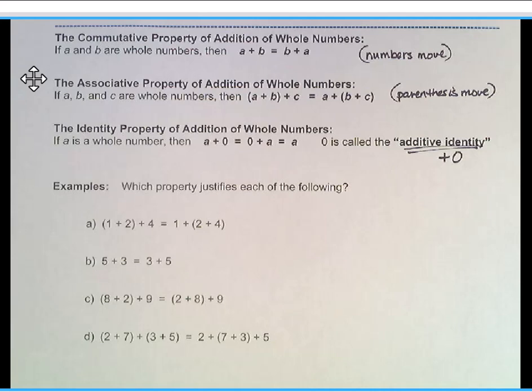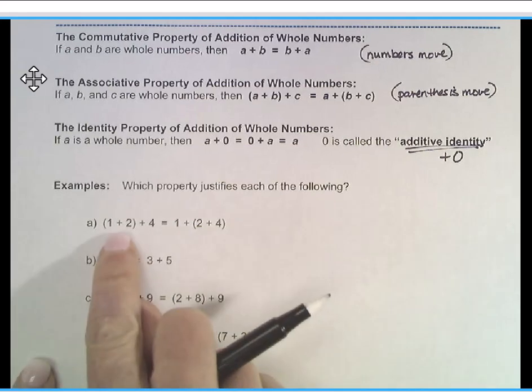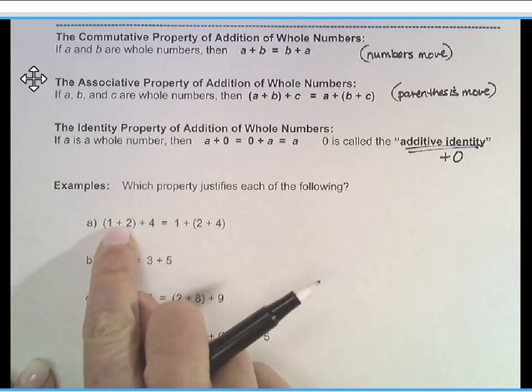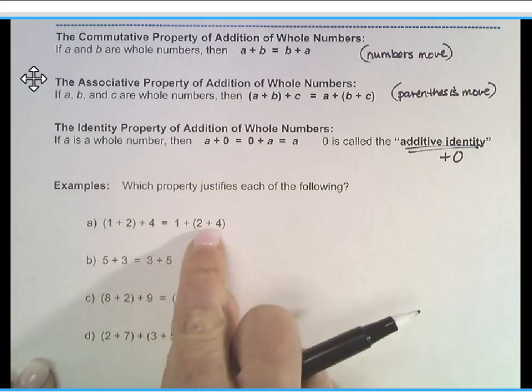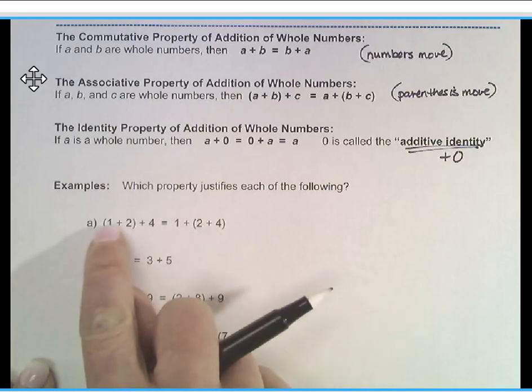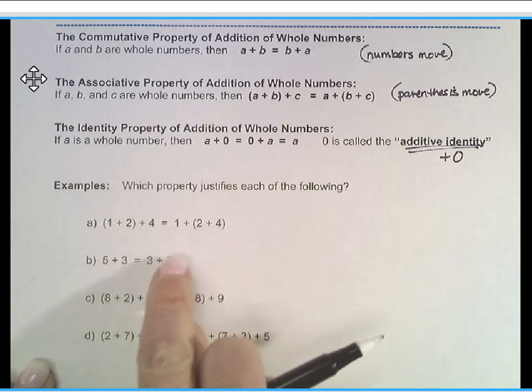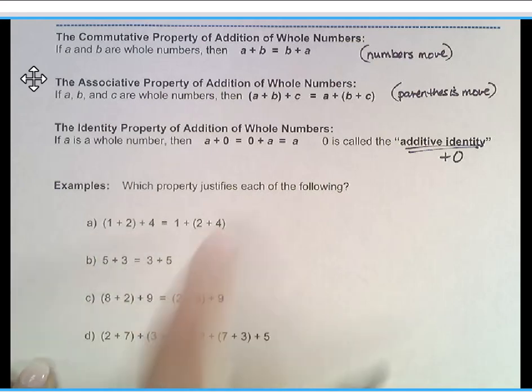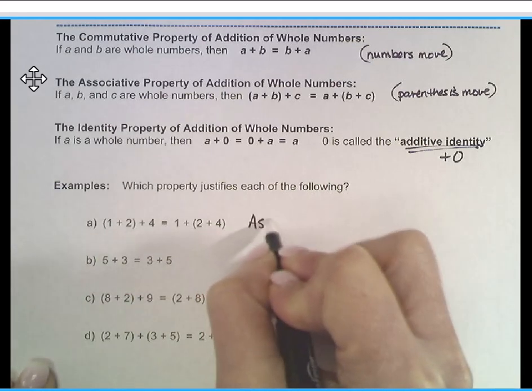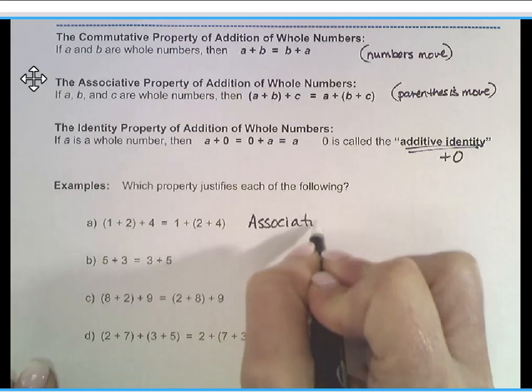So let's look at a couple examples and let's figure out which property justifies the following. So I have 1 plus 2, in parentheses, plus 4, is the same thing as 1 plus 2 plus 4. So do you see how it goes 1, 2, 4, 1, 2, 4? So it's not the commutative property. None of the numbers moved. The parentheses just shifted. So that would be the associative property.